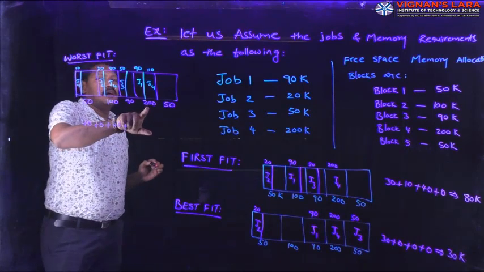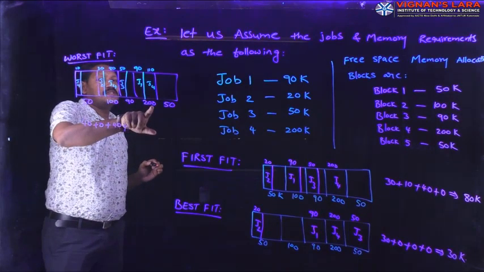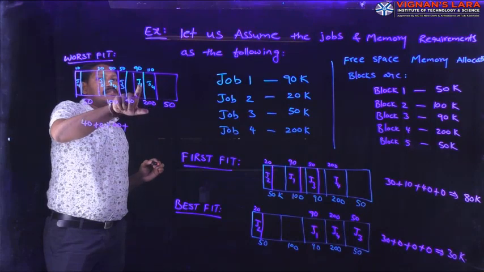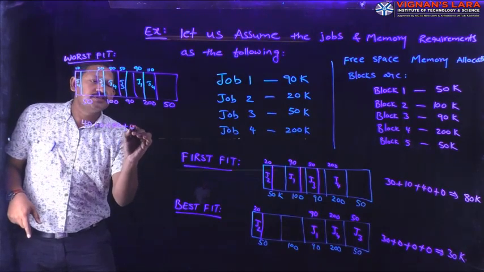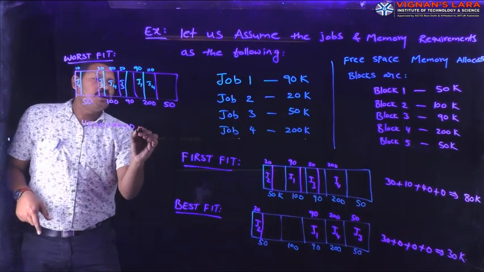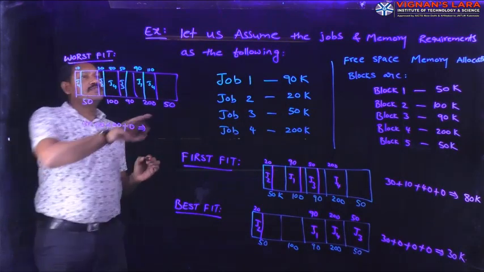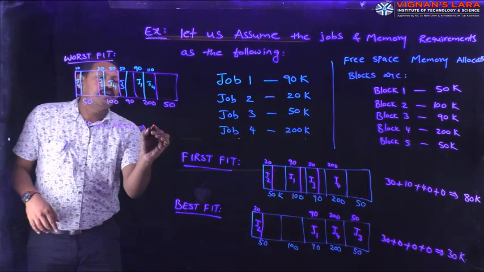Coming to block 4, the available space is 200 and we have used 90 for job 1 and 110 for job 4. So here there is no wastage. Coming to the last block, we didn't utilize it, so this 50 is available. So 40 plus 40, 80.